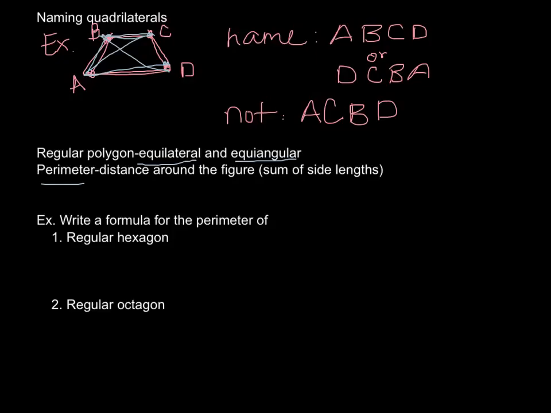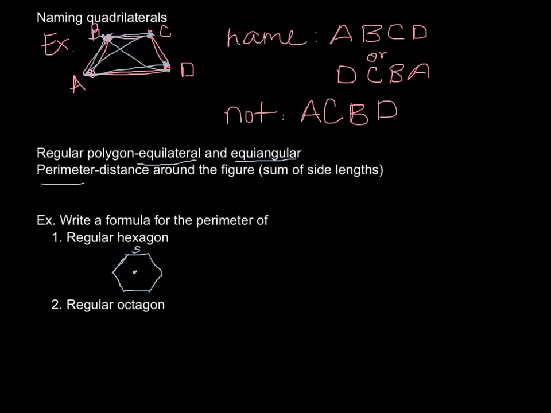So let's say, example, write a formula for the perimeter of a regular hexagon. Okay, so a regular hexagon is going to look something like this. And now I know we did this last year, where what we did to find the area, the perimeter, not even the area. Okay, so let's say one of our sides is S.